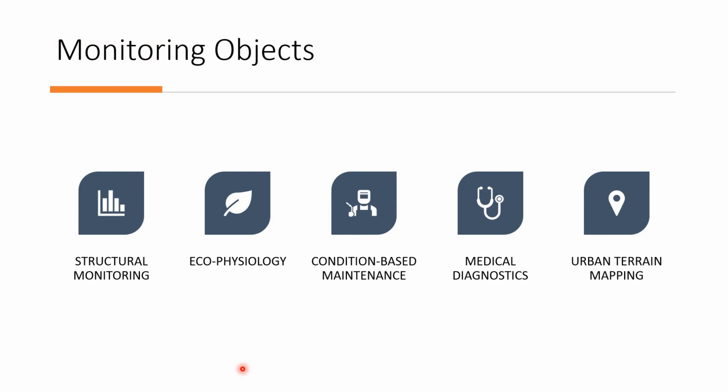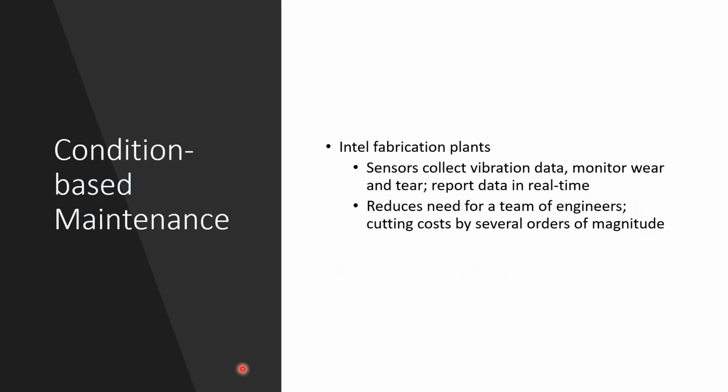The next is monitoring objects. Previously what we saw were examples of monitoring areas. Now we are looking at examples of monitoring objects. Examples can be in structural monitoring, ecophysiology, condition-based maintenance, medical diagnostics, and urban terrain mapping. And we're going to see some examples of monitoring objects as well. The first one is condition-based maintenance.